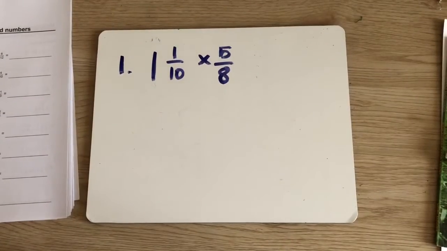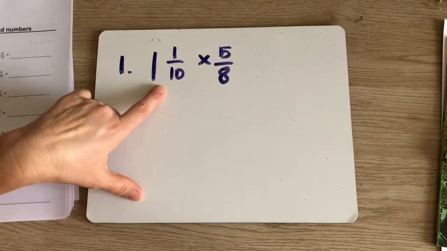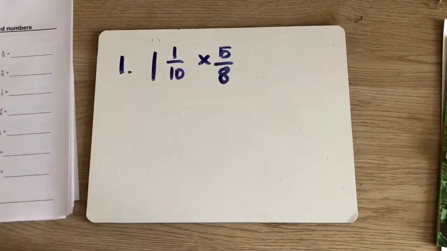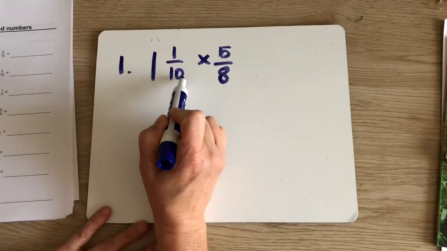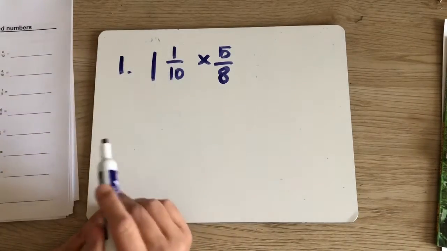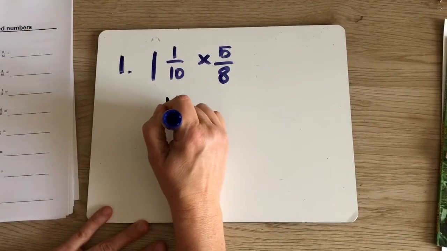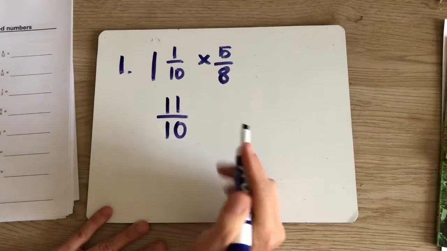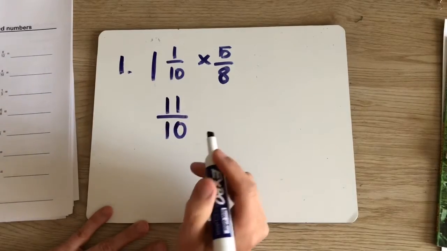This is from the worksheet Multiplying Fractions and Mixed Numbers. We have a mixed number, 1 and 1/10, multiplied by 5/8. We have to do something with the mixed number first before we can multiply. We have to change it into an improper fraction. So we do 1 times 10 plus 1, that's 11, and we keep the denominator the same, so that becomes 11/10. Remember we said in class, big times the bottom plus the top, and then we keep the denominator.